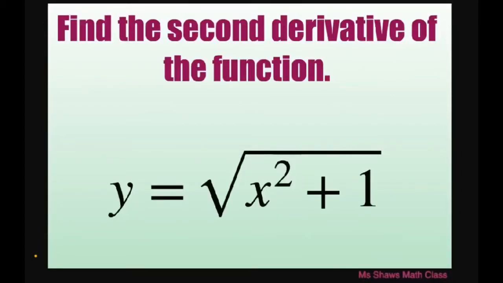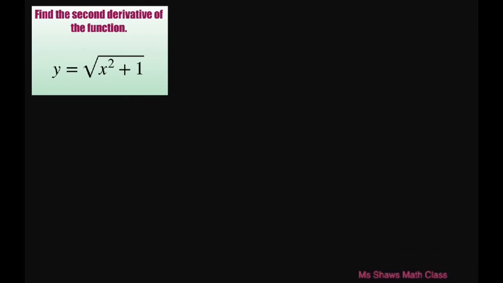Everyone, we're going to find the second derivative of y equals the square root of x squared plus 1. So the first thing we're going to do is find the first derivative. I'm going to write this as y equals x squared plus 1 to the power of 1/2.